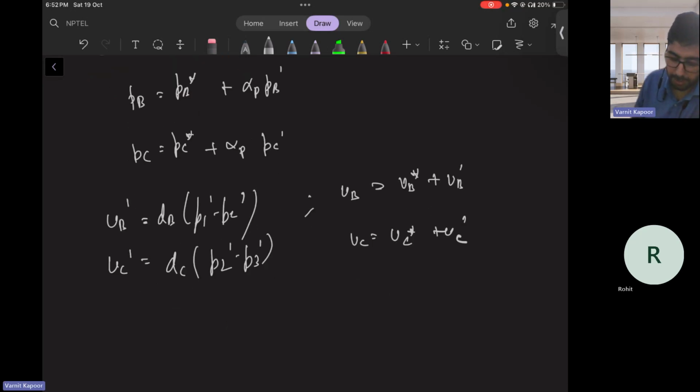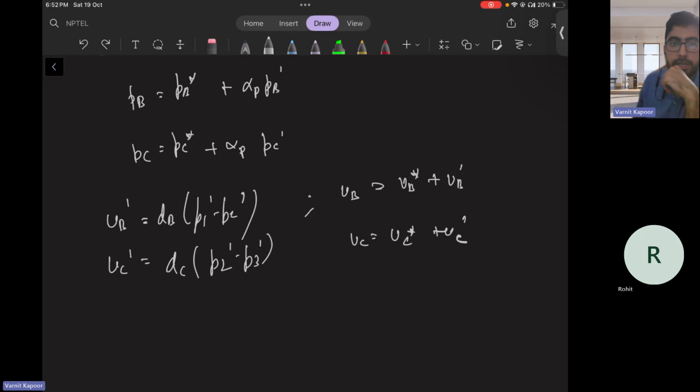That is UB prime equals DB into P1 minus P2 prime. These are again coming from the corresponding cell equations. We are doing this only to improve the convergence. Then you correct the velocity correction to the starred values. Again, this is to improve the convergence.